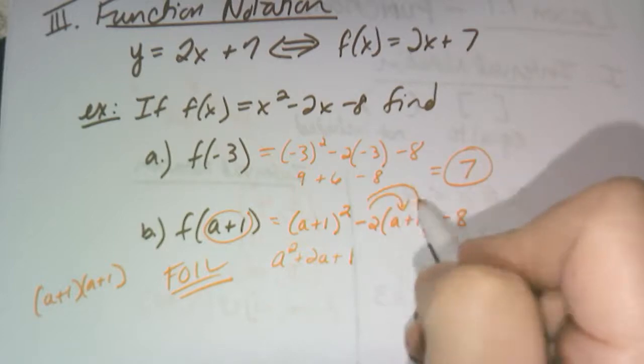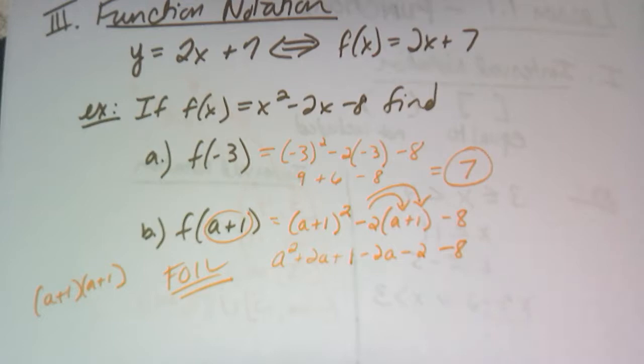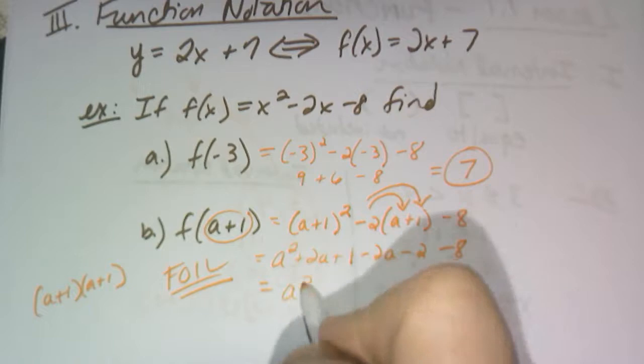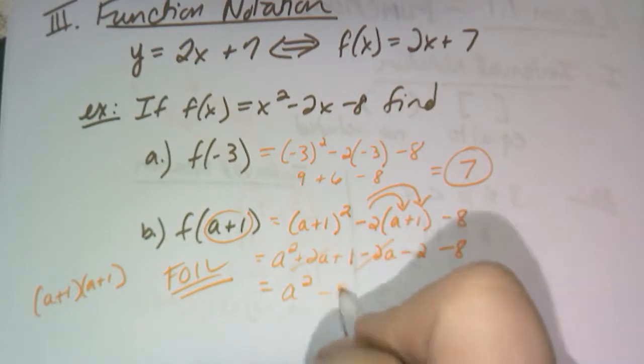Then you distribute minus 2a, minus 2, and then minus 8. And you get this as cleaned up for me as you can without parentheses. So let's see, my final answer would be minus 9? Yes.